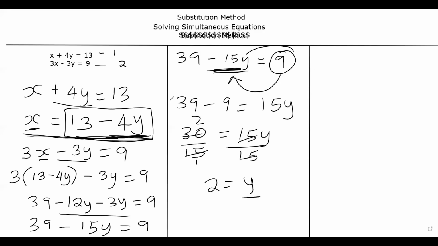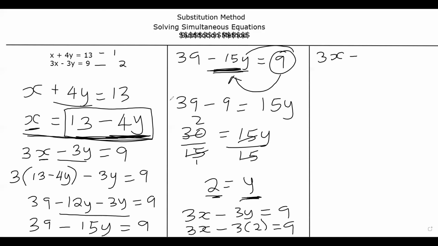We use one of the equations. I can use the second equation this time, or I can also use the first one, but let me use the second equation. So the second equation is 3x minus 3y equals 9. So where we have y, we put 2, right? So this becomes 3x minus 3 into bracket 2 equals 9, and this evaluates to 3x minus 6 equals 9.